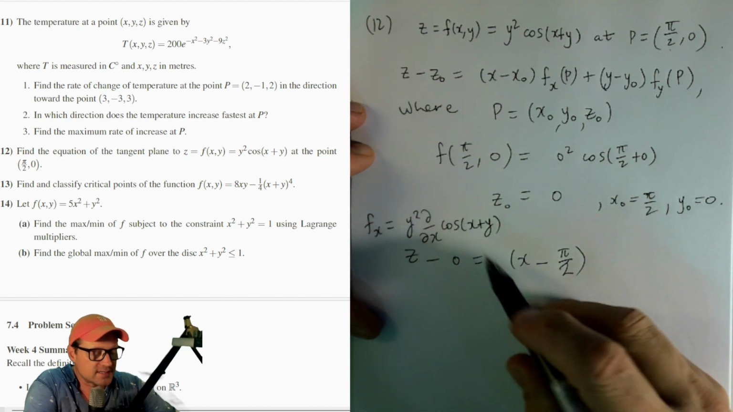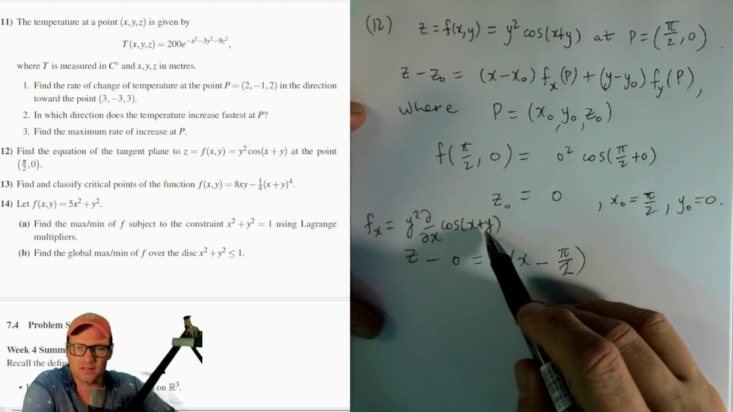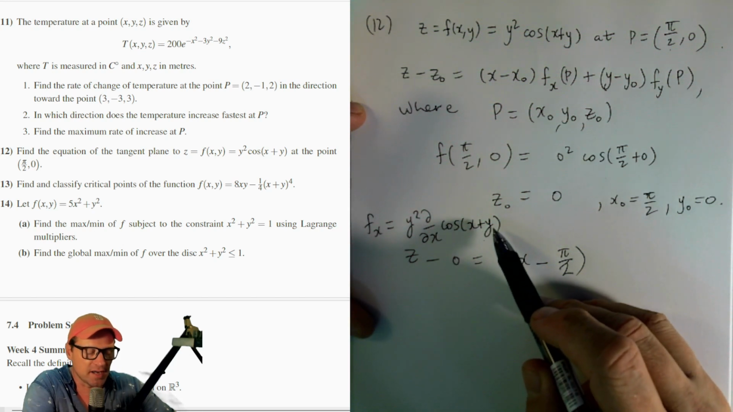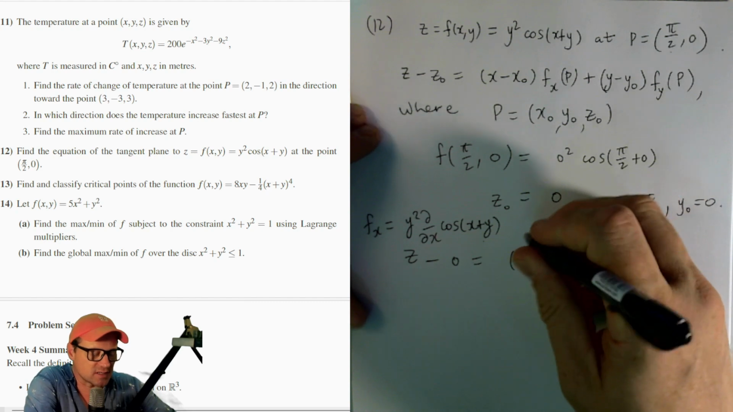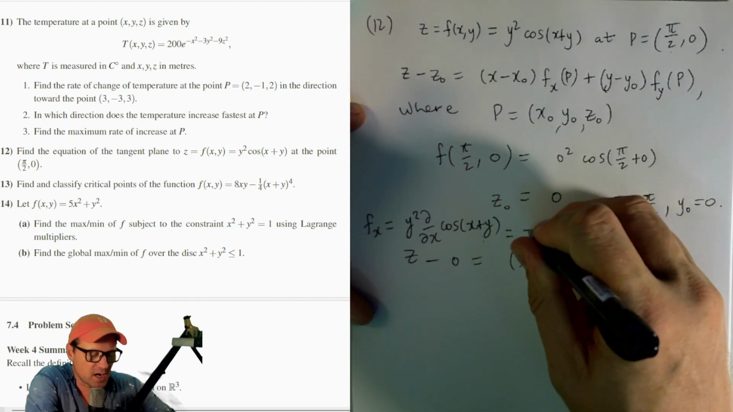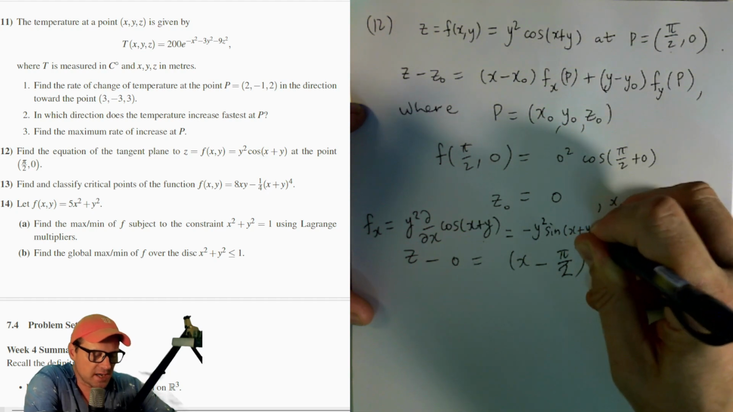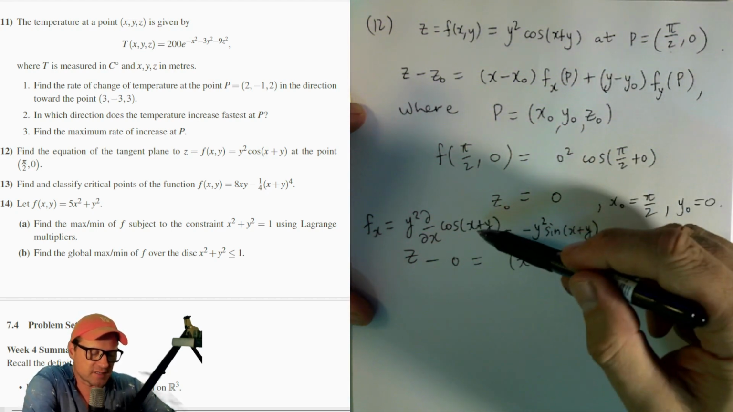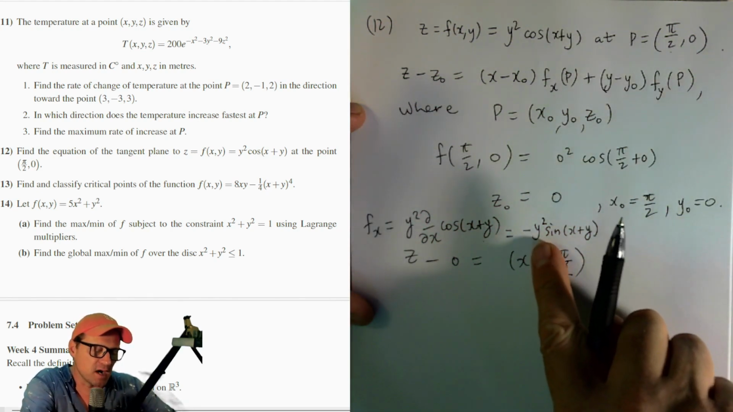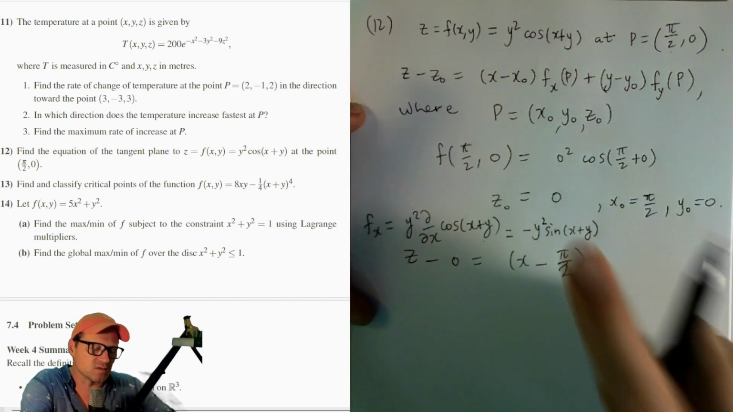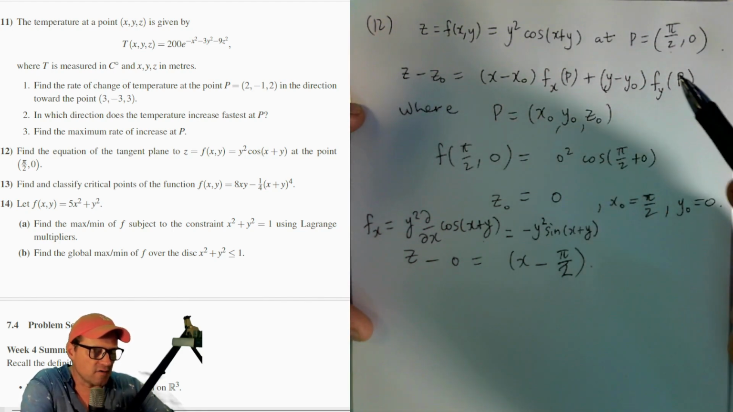And so let's let u be equal to x plus y. We differentiate cos of u with respect to u and multiply by the derivative of u with respect to x. The derivative of cos of u with respect to u is minus sine of u. So we have minus y squared sine of (x + y), and then times the derivative of x plus y with respect to x, which is just 1. So f subscript x is minus y squared sine (x + y). Okay, so that goes here, but we sub in the value of P.